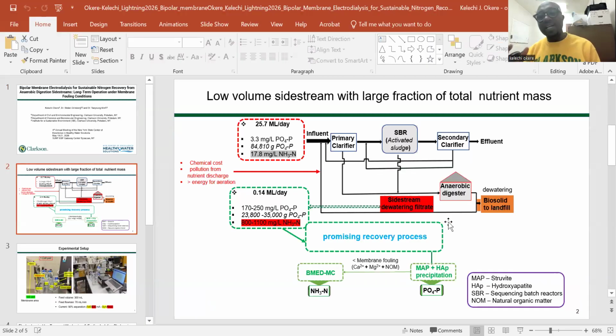So we talk about side stream. In the wastewater treatment plants where we have anaerobic digestion, the digestate that comes from this is flown to the belt press where we have the dewatering process. The liquid fraction from this dewatering process is what we call the side stream. It is very highly concentrated with nutrients such as phosphorus and nitrogen. Conventionally, they flow it back to the headwork, which comes with high chemical costs and, of course, energy increase due to aeration. And when it discharges into the environment, it can cause pollution. So it's important to find a way to recover it at this side stream.